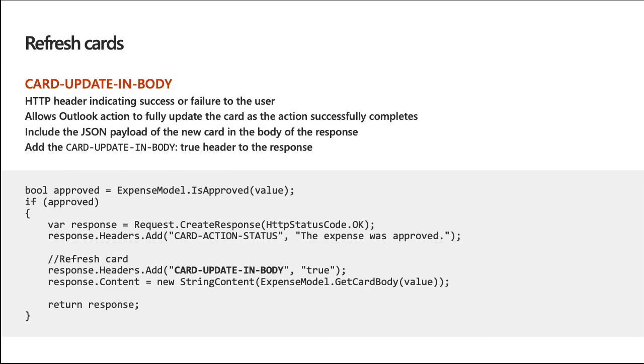And then finally, to refresh cards: after the user completes an action, the card body can be refreshed to include details of the interaction, such as an expense approval number or a support ticket number. To refresh the card, your API must do two things. The first is include a new card as a JSON payload in the body of the HTTP response. And second, it must include the HTTP response header CARD-UPDATE-IN-BODY, and it must be set to true. Now, when Office 365 receives the new card in the response from the HTTP POST action, it will update the email to use the new card.